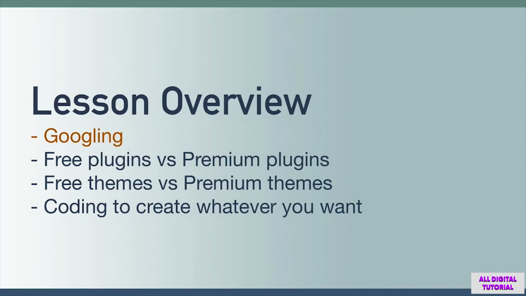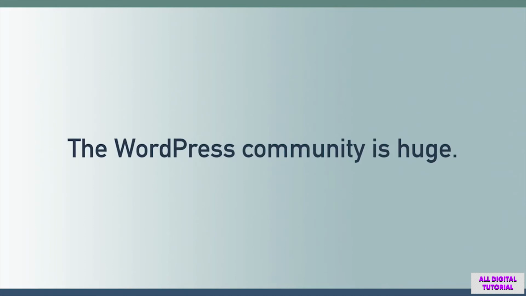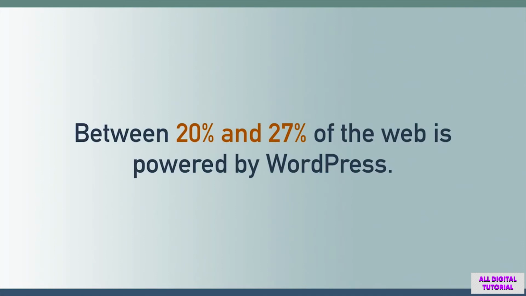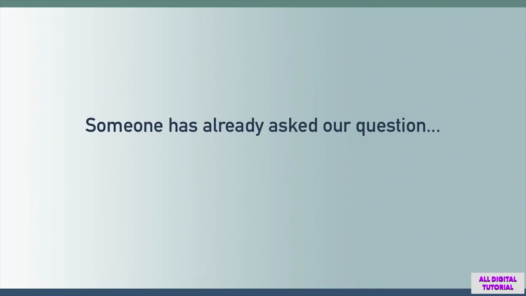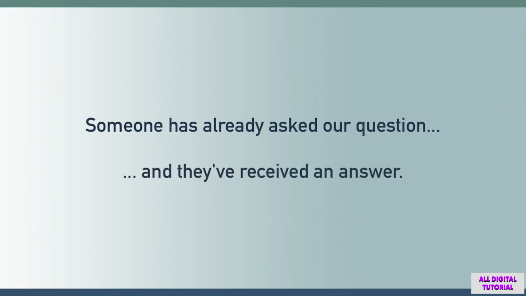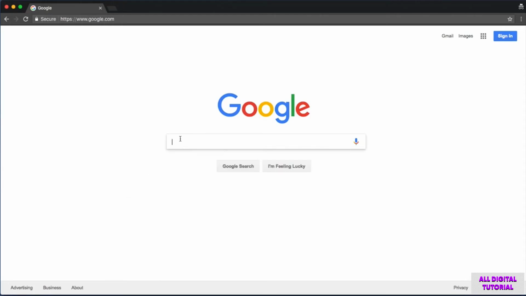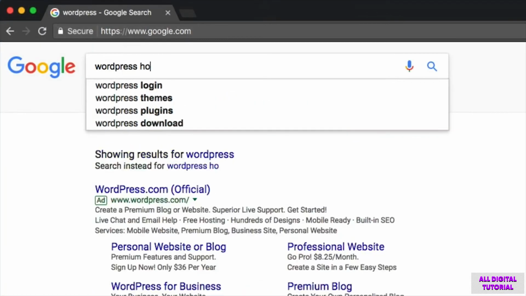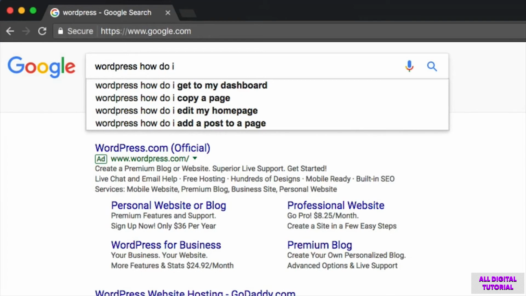Okay, so the first thing I want to stress here is that the WordPress community is absolutely huge. About 27% of the entire web runs on WordPress. So this means whenever we want to do something with WordPress but we aren't sure how to do it, chances are someone on the internet has already asked the same question we have and they've already received an amazing answer. So whenever I need to do something with WordPress but I don't know how to, I just Google for WordPress, how do I blank? Where blank is obviously whatever you're trying to achieve.